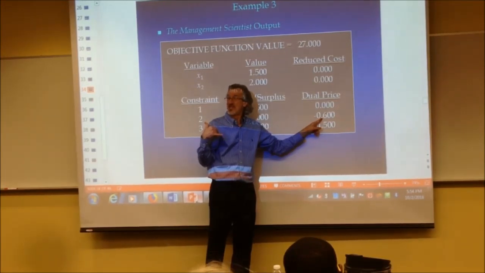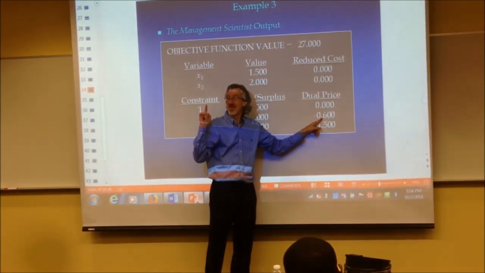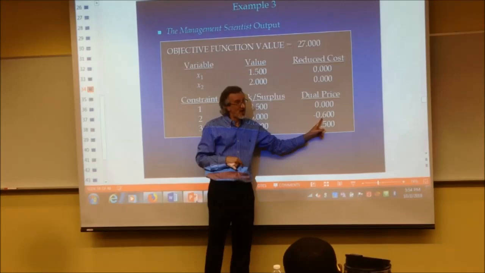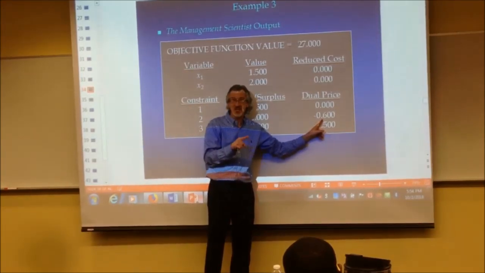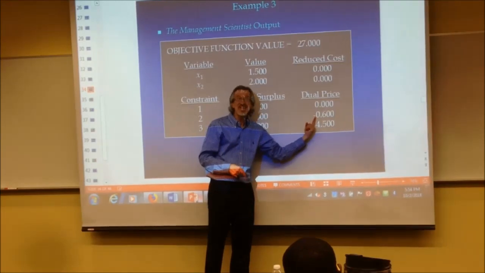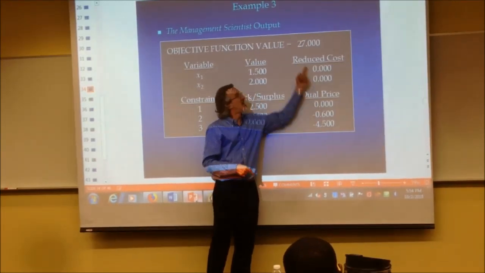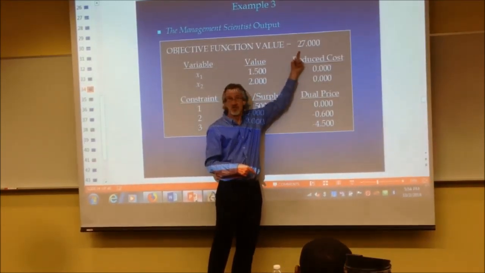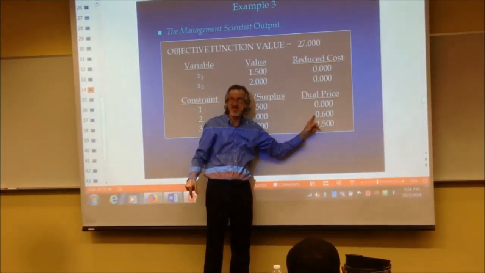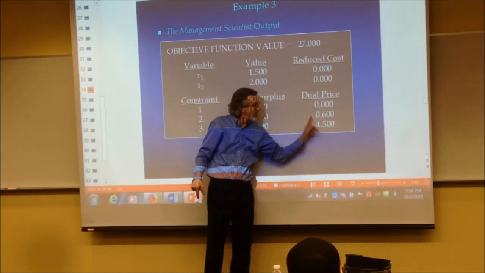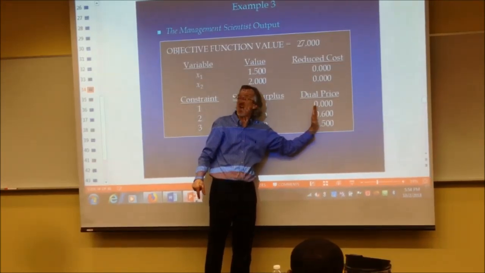Do we take it? It says here, for every additional unit that the constraint's right-hand side goes up, it's going to have a negative effect on our objective function value. No matter if it's a minimize or maximize, it's going to have a negative effect. That's what that means.